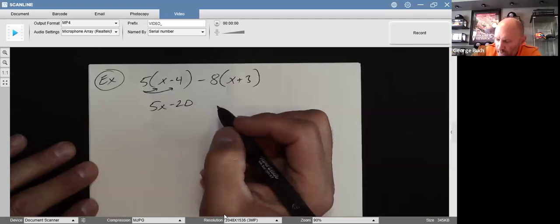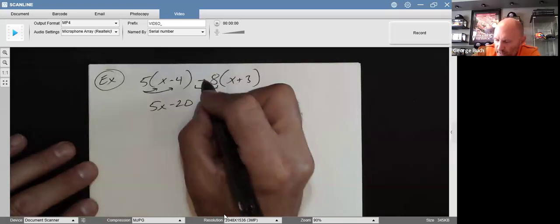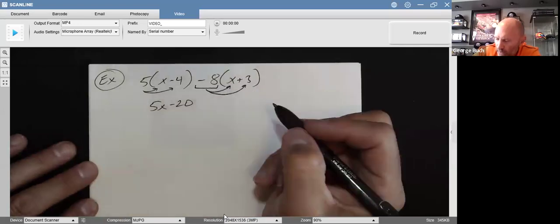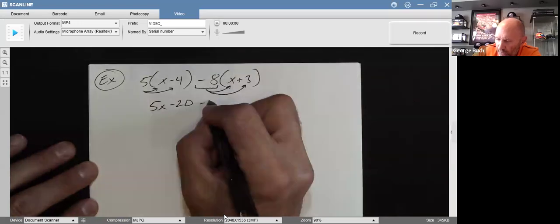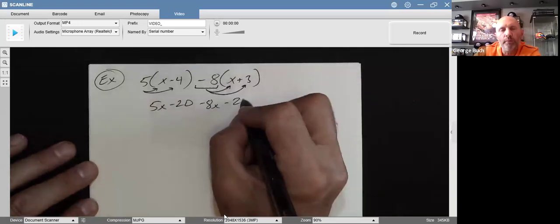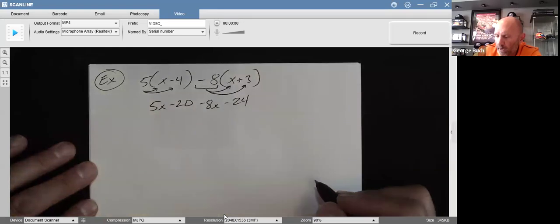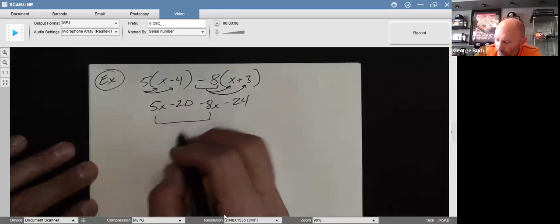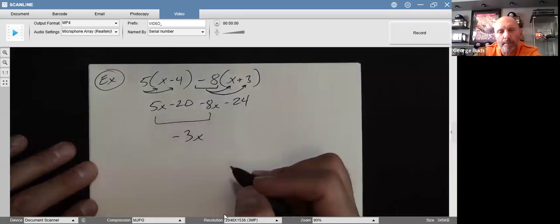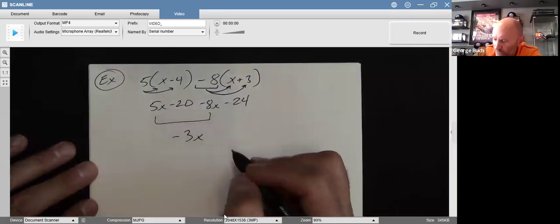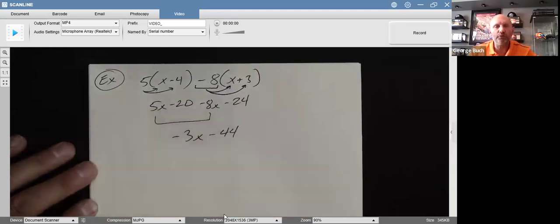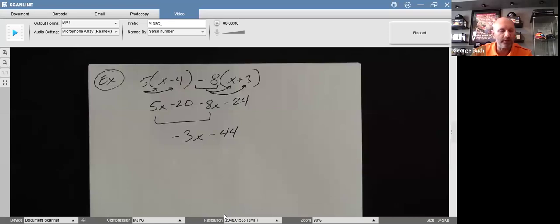And then for the second one, I have to be careful with this sign because it's negative 8 times x, negative 8 times positive 3. So that's minus 8x and minus 24. Now combine our like terms. So for our x variables, 5 minus 8 is negative 3, so minus 3x. And then negative 20 minus 24 is minus 44. So your answer for that one should be negative 3x minus 44.